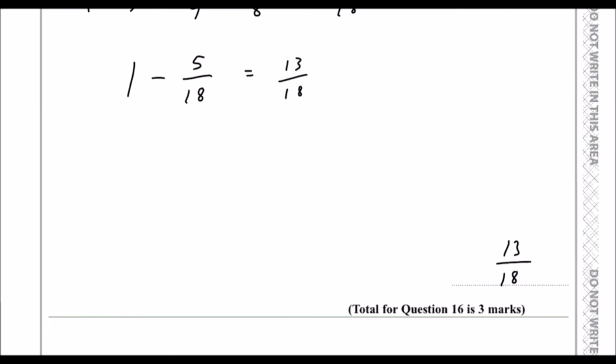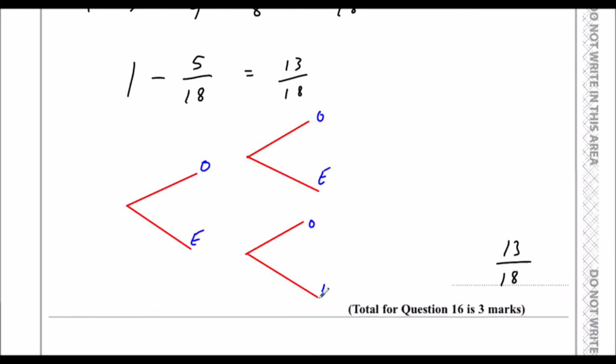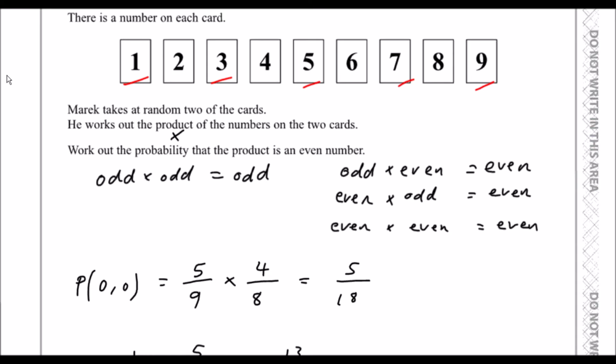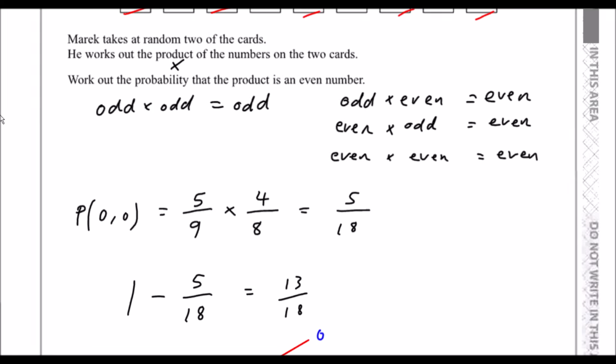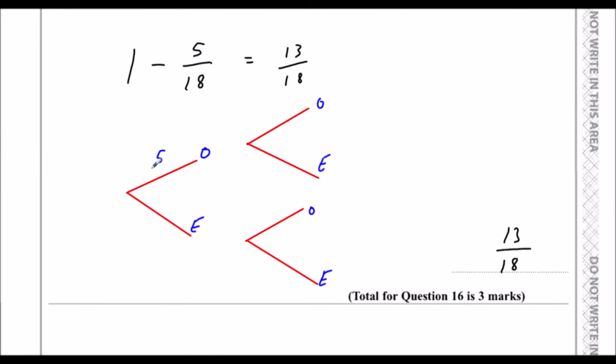Let me just show you the tree diagram quickly. So if we were to draw a tree diagram, we'll have odd or even for the first pick, odd or even for the second pick, odd or even for the third pick. So for our first pick, there are 5 odd and 4 even. So 5/9 odd, 4/9 even.